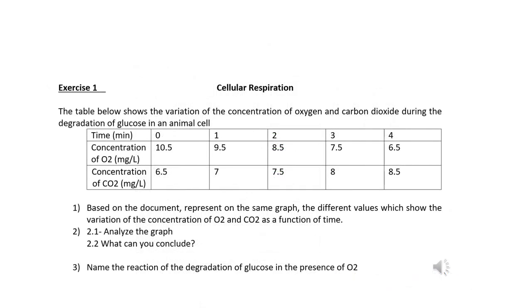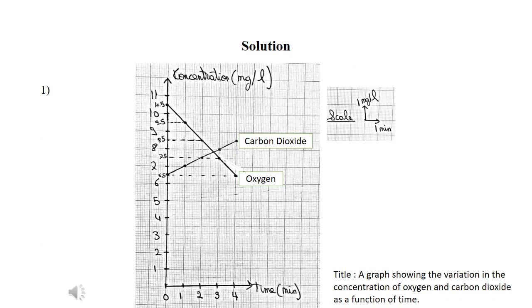Number 2, analyze the graph. What can you conclude? When you are writing the analysis, please don't use the word become. You should tell me if the curve is increasing or decreasing. A small reminder that these two concentrations are being measured during the degradation of glucose, so you should mention this during the analysis. Analyze the graph.